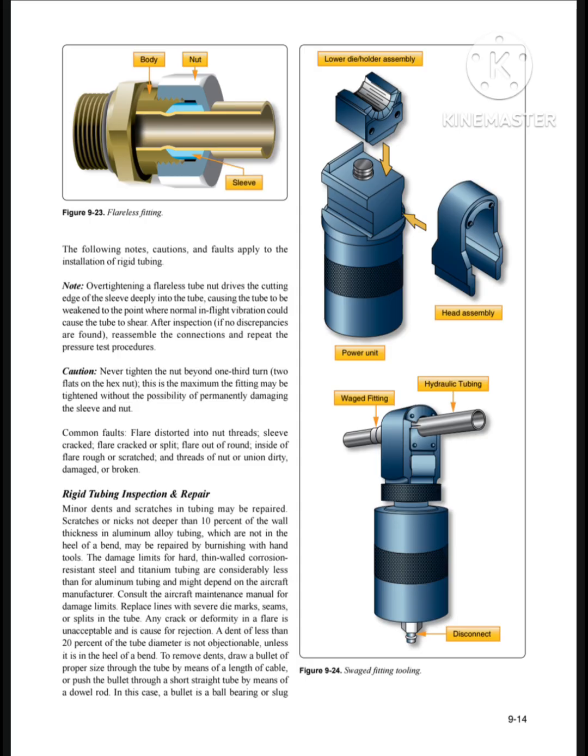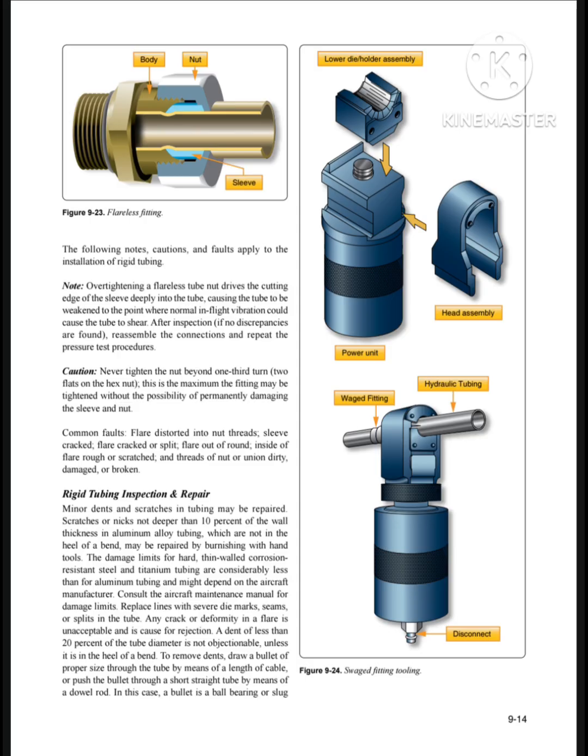And on the next page, we can see the rigid tubing inspection and repair. Minor dents and scratches in tubing may be repaired. Scratches or nicks not deeper than 10% of the wall thickness in aluminum alloy tubing, which are not in the heel of a bend, may be repaired by burnishing with hand tools. The damage limits for hard, thin-walled, corrosion-resistant steel and titanium tubing are considerably less than for aluminum tubing and might depend on the aircraft manufacturer.